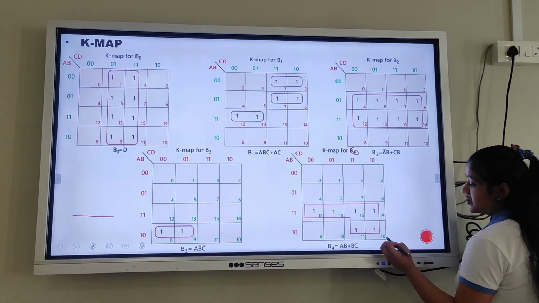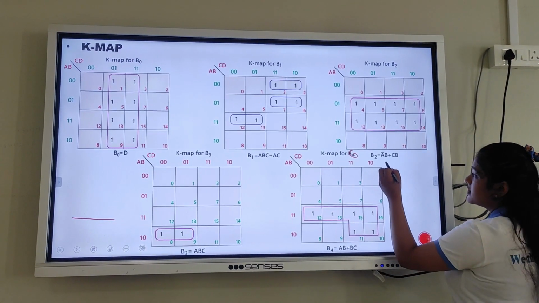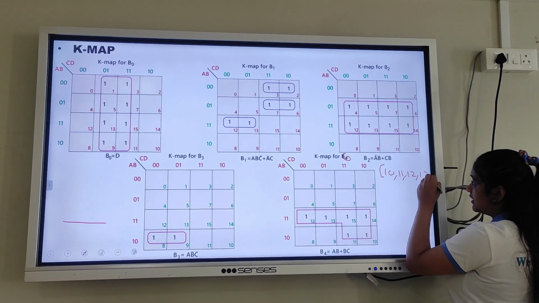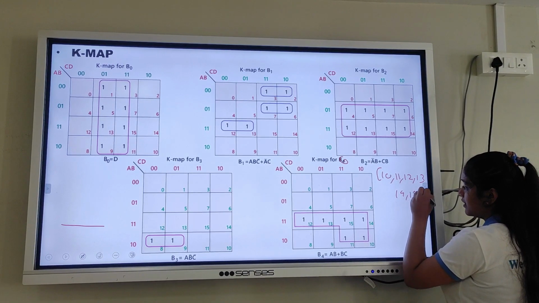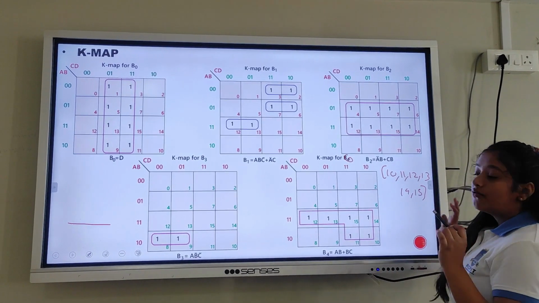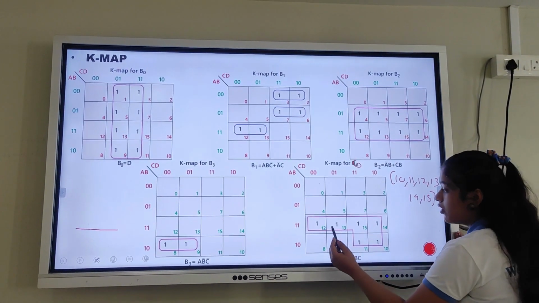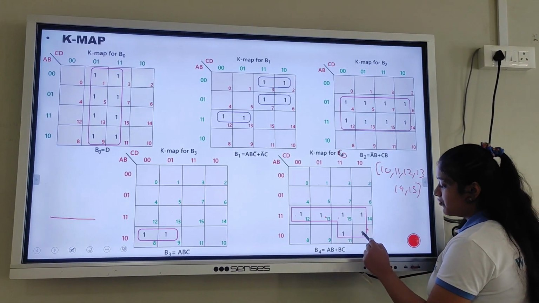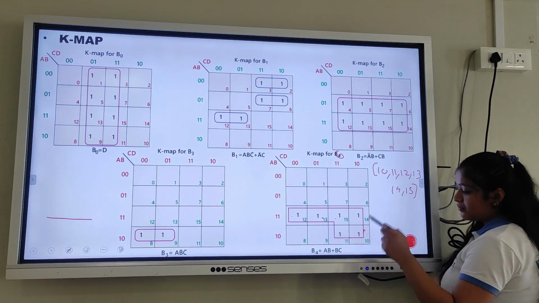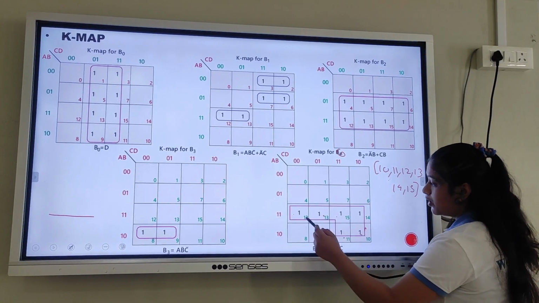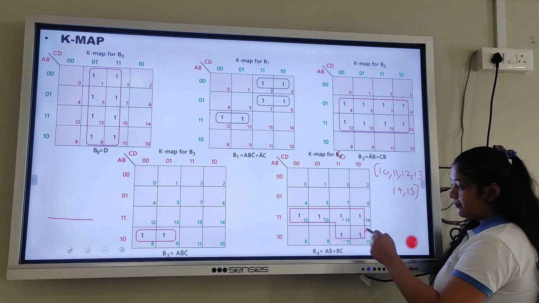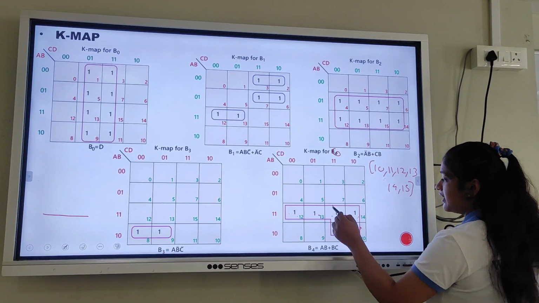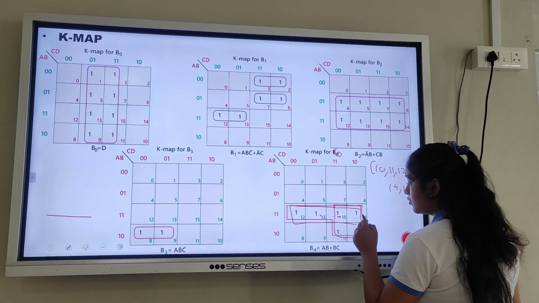Here, the equation was 10, 11, 12, 13, 14 and 15. So we are going to put 1 on these numbers, 10, 11, 12, 13, 14 and 15. So we are going to take it. It is 1 and 2.